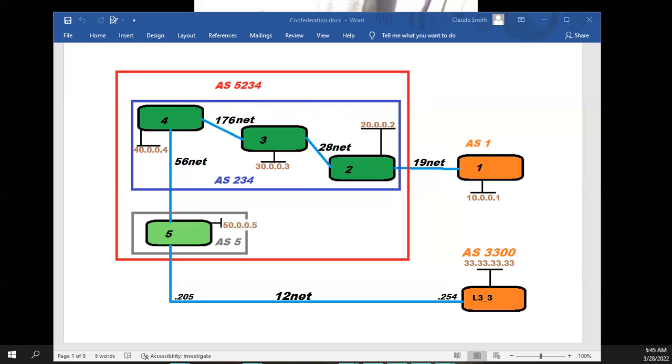Router number 2 can actually do a full mesh, where router number 2 is peered to router number 3 and is peered to router number 4.